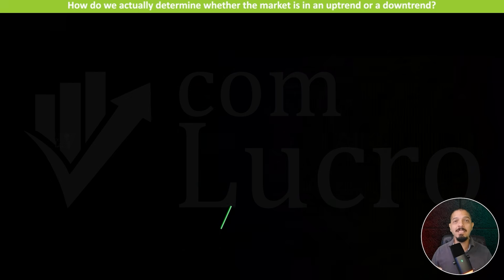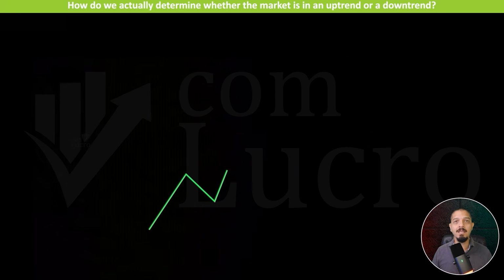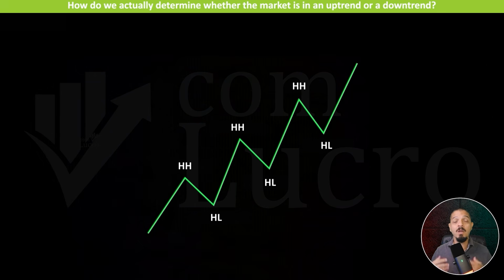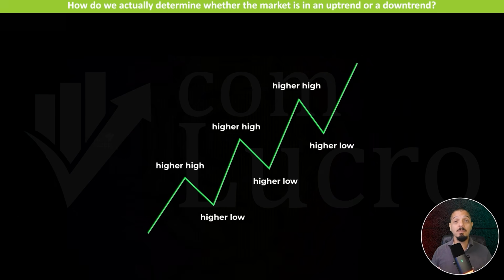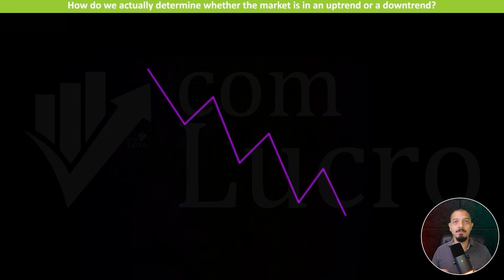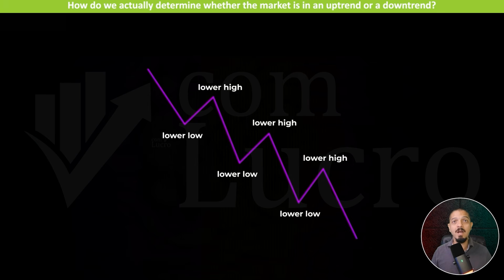Let us take an uptrend as an example. During an uptrend, the market does not move straight up. Instead, it moves in a structured way, forming what we call higher highs, usually marked on the chart as HH, and higher lows, usually marked as HL. They are called higher highs because each high is higher than the previous one, and higher lows because each low is also higher than the previous one. In contrast, during a downtrend, price forms lower highs, marked as LH, and lower lows, marked as LL. They are called lower highs because each high is lower than the previous one, and lower lows because each low is also lower than the previous one.